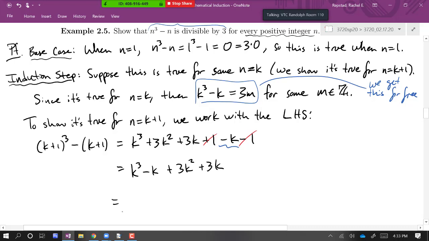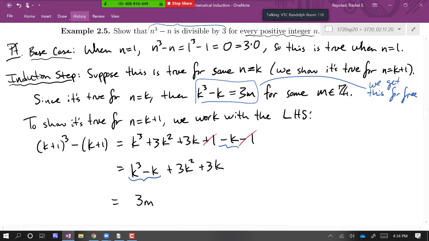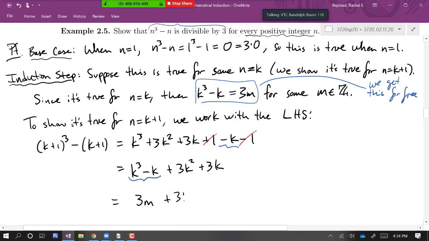And I'm doing that because I want to look at this in groups. What do I know about that, k cubed minus k? Yeah, right, that was our induction hypothesis. That's the equation we get for free. So this is 3 times m. Now also, we're bringing down plus 3k squared plus 3k.